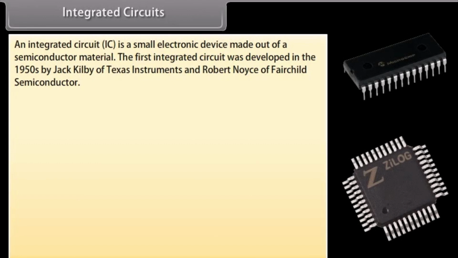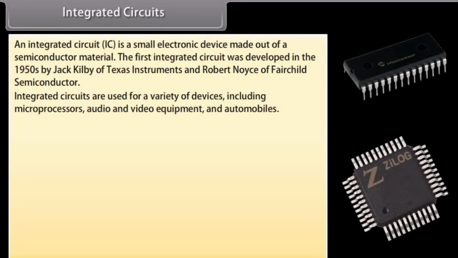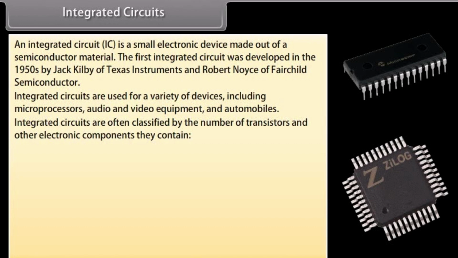Integrated circuits. An integrated circuit is a small electronic device made out of a semiconductor material. The first integrated circuit was developed in the 1950s by Jack Kilby of Texas Instruments and Robert Noyce of Fairchild Semiconductor. Integrated circuits are used for a variety of devices, including microprocessors, audio and video equipment, and automobiles. They are often classified by the number of transistors and other electronic components they contain.